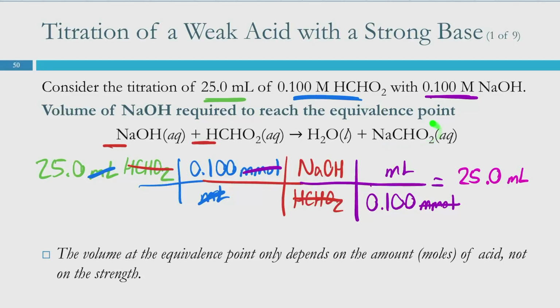However, notice that we've got sodium formate. This CHO2 minus is the conjugate base. And it's the conjugate base of a weak acid, meaning that it is itself a weak base. So that's what makes these calculations, or these titrations, a little more interesting.